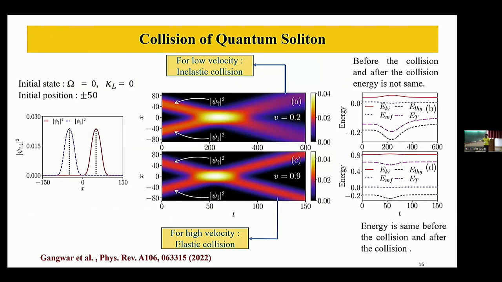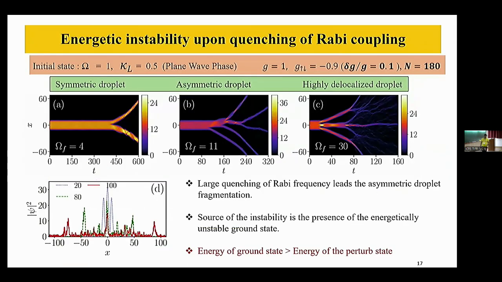What we find, just like the classical droplet, is that if we give a very small velocity to both components, then they collide at that point and get scattered in different directions. So for a small velocity, the collision is inelastic in nature. And for high velocity, the collision is just like a bound state collision, and we get this kind of elastic collision. With this, we also analyze what happens to the droplet when we quench the Rabi coupling and the spin orbit coupling.